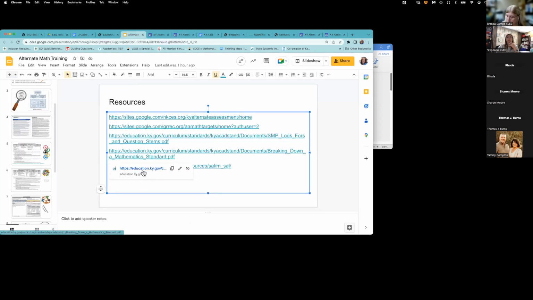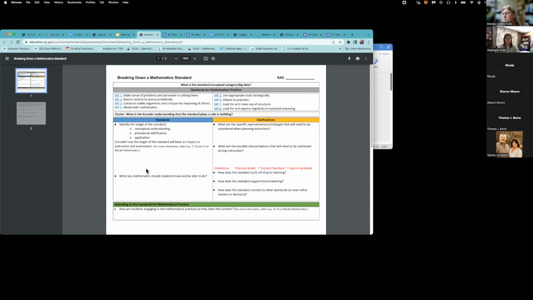Then, of course, one of the things that I wanted to show you is, if you're thinking about breaking down the standard on your own, I want you to think about a couple of things. You're going to break down that standard according to whether it is conceptual, procedural, or application. You are going to look at it and consider, what are the instructional assessments that I want to do? You're kind of going to do that backward method with this.